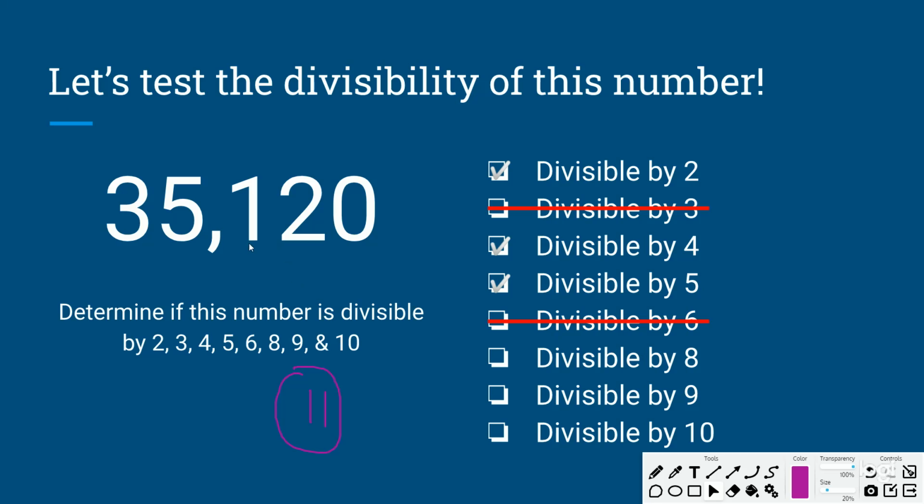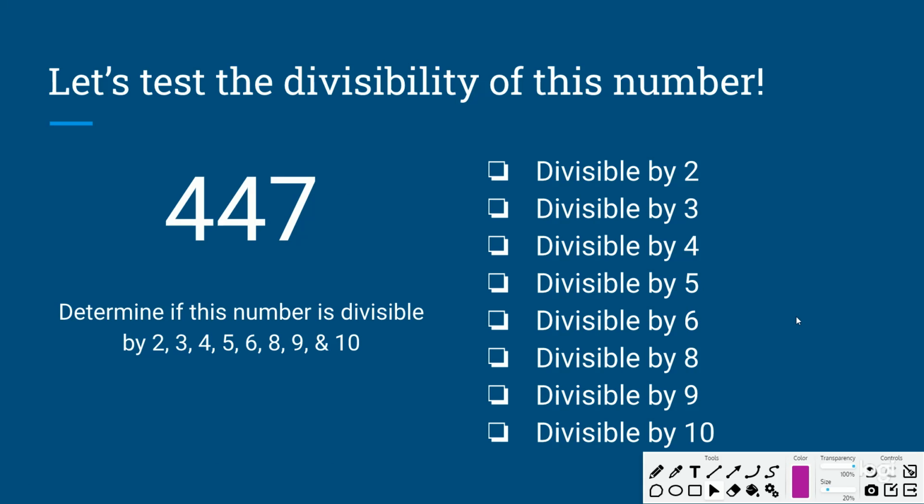For 8, the last three digits is 120. Is 120 divisible by 8? Yes, 120 divided by 8 is 15, so it is divisible by 8. Is it divisible by 9? When I added these all up, I got 11. Can I divide 11 by 9? No. And then for 10, does it end in a 0? Yes, it does, so I can put a check for 10. So for this one, I have 35,120 is divisible by 2, 4, 5, 8, and 10.